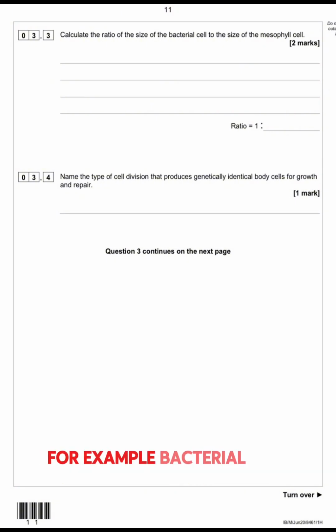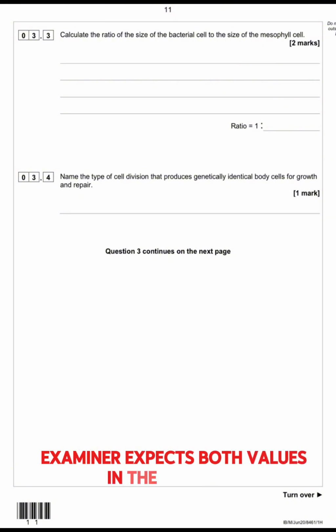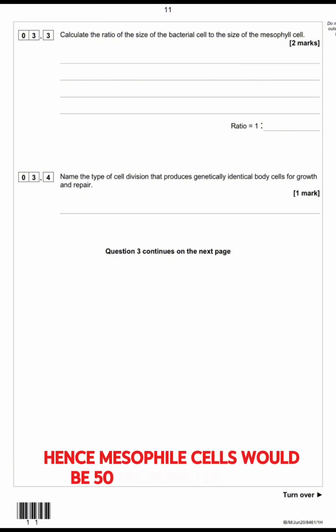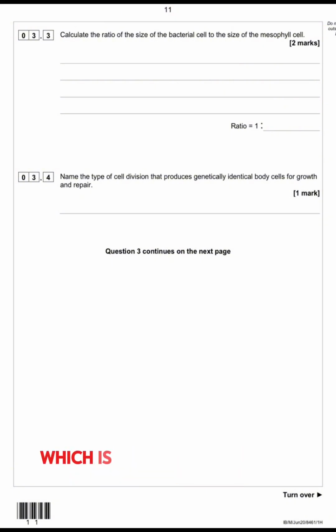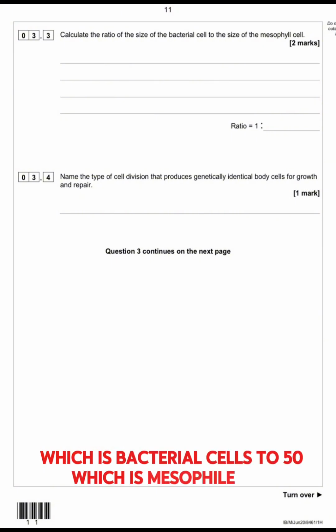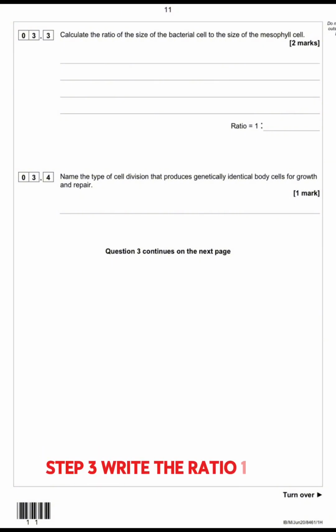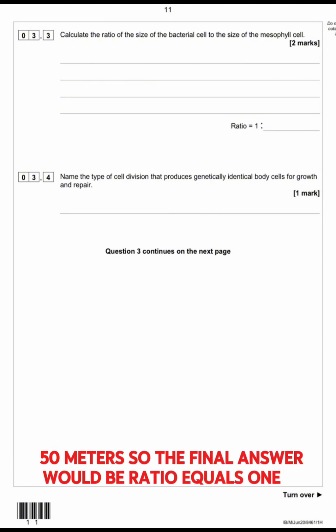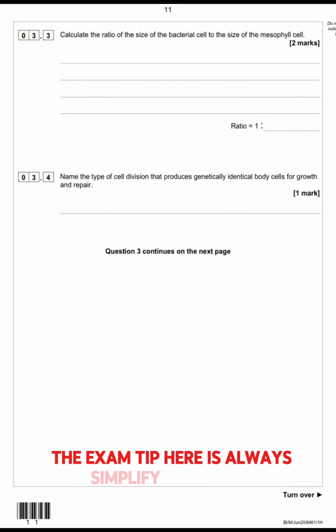For example, bacterial cells are in micrometres but mesophyll cells are in millimetres, hence unit conversion is the first step. The examiner expects both values in the same unit, hence the mesophyll cell would be 50 micrometres in size, a clear ratio of 1, which is the bacterial cell, to 50, which is the mesophyll cell. Step 3. Write the ratio. 1 micrometre, 50 micrometres. So the final answer would be ratio equals 1:50. The exam tip here is always simplify the ratios.